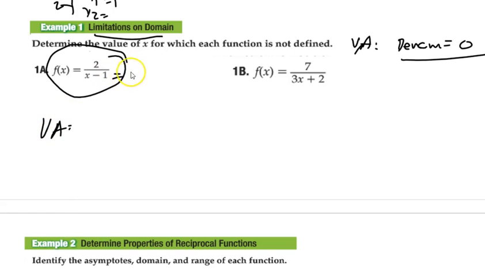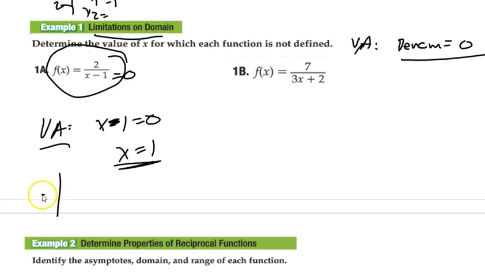I'm going to set the denominator equal to 0. So x minus 1 equals 0. x equals 1 is my limitation of the domain. We can't divide by 0, so let's make the denominator 0. When x is 1, my denominator is 0, and that's also my vertical asymptote. So for a graph, right here, we would have a vertical asymptote at 1.